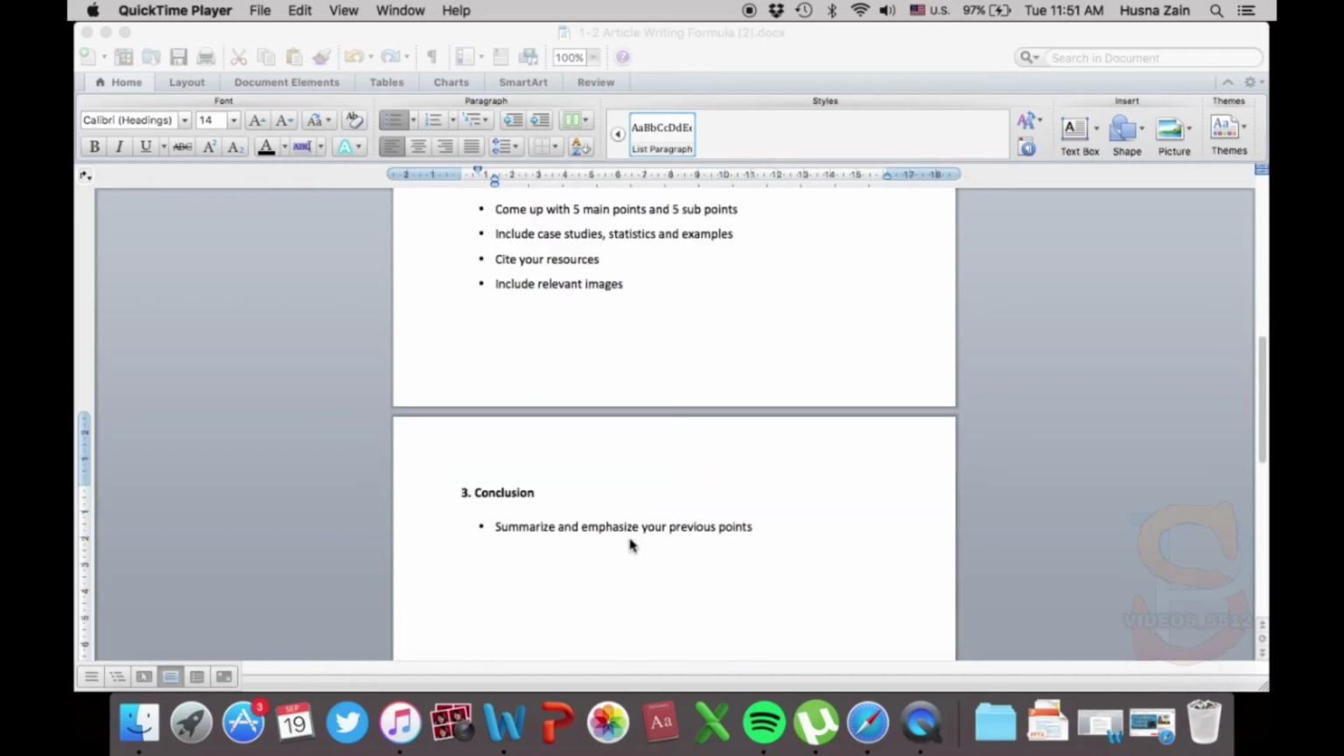Last but not least is your conclusion. Summarize and emphasize your previous points to prove your stance. Make it crystal clear what your article is all about.